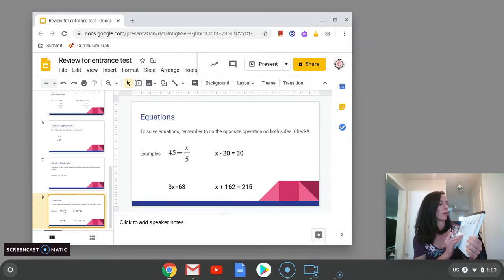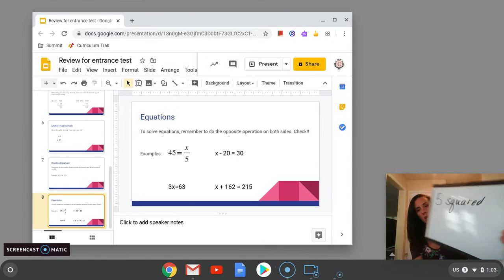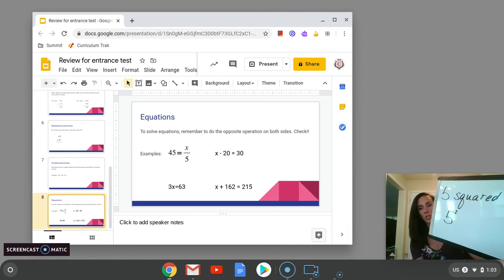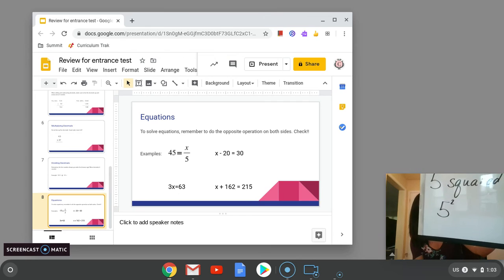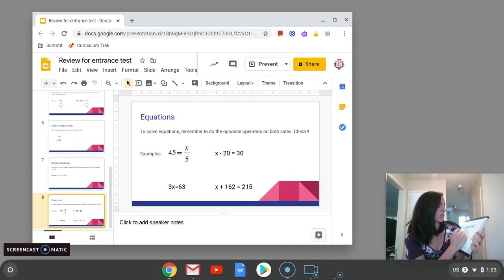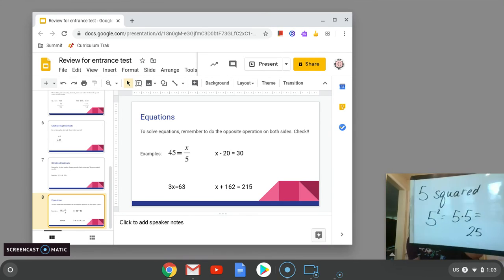All right. Now, if it tells you to evaluate something like 5 squared, evaluate means solve it. And remember, 5 squared means this, 5 to the 2nd power, which does not mean 5 times 2. It means 5 times 5. And we know that 5 times 5 equals 25.